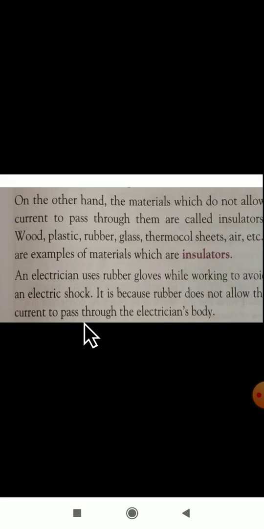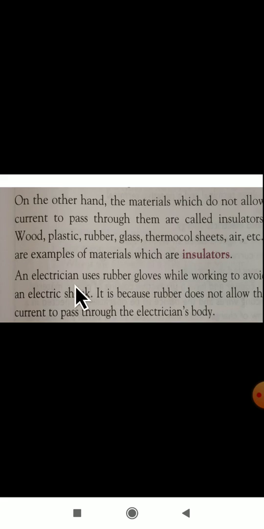The materials which do not allow the current to pass through them are called insulators. For example, wood, plastic, rubber, glass, thermocol sheets, air, these are all insulators. Why are we calling these insulators? Because they will not allow the current to pass through them. You have observed that the handle of a pan is made of plastic. Only the pan will get heated, not the handle. Why? Because it is made of plastic. So we are using insulators.